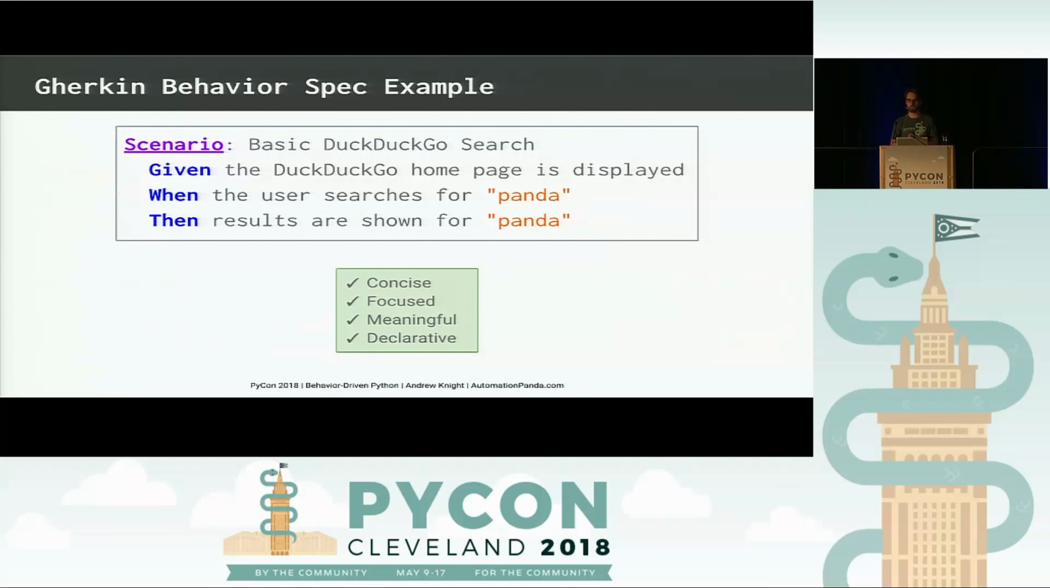If you haven't seen Gherkin before, here's a quick example scenario. Three basic lines, basic DuckDuckGo search. Given the initial state, the DuckDuckGo homepage is displayed. When you take an action, the user searches for some phrase, panda. Then, what do you expect as an outcome? Results are shown for panda, that search phrase.